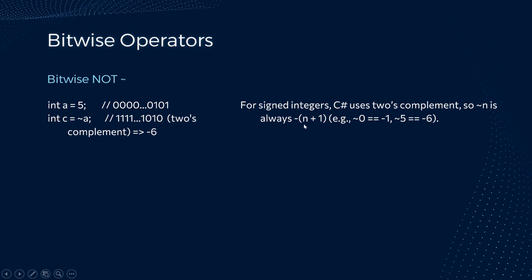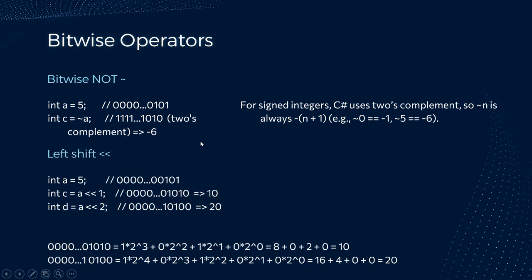So this is the formula you can remember: for any number, if you are trying to calculate the bitwise NOT, it becomes that number plus 1, and then with a negative sign. Now let's look at the representation here also.